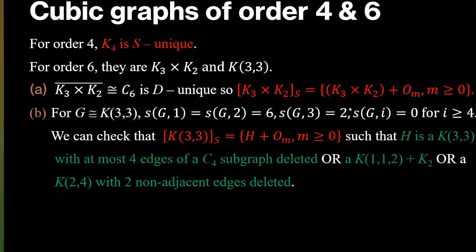And how about K33? For K33, we study the SG1, SG2, SG3, and so on. From there, we are able to argue one by one that the S-equivalent class of K33 must be the set of graph H, possibly with some isolated vertices added, in which H is actually K33 itself, or with at most 4 edges of a C4 subgraph deleted, or it could be a K_{1,1,2} disjoint union with K2, or is the K_{2,4} with 2 non-adjacent edges deleted.